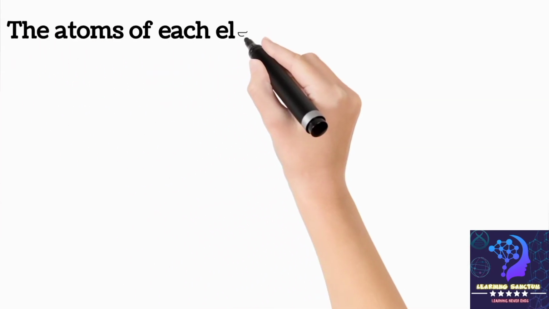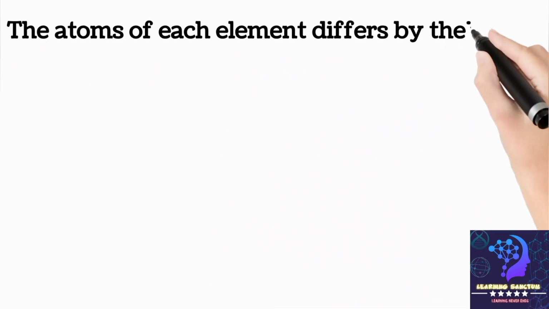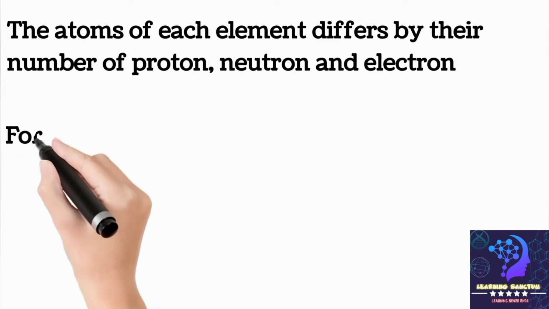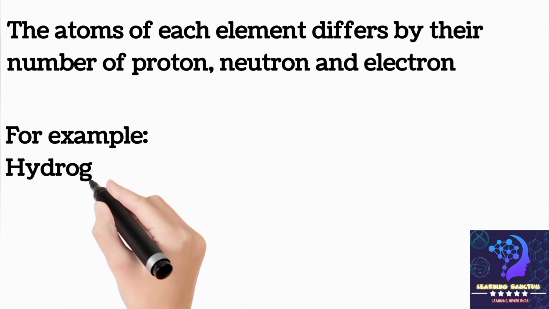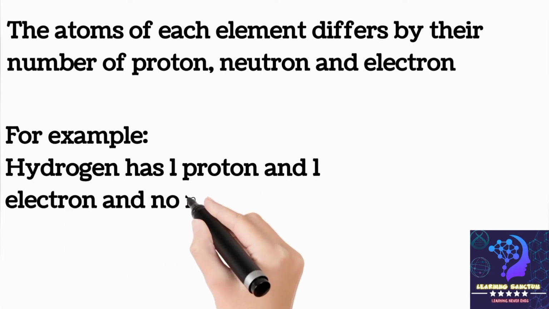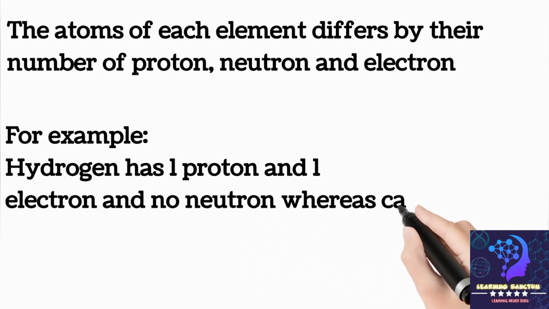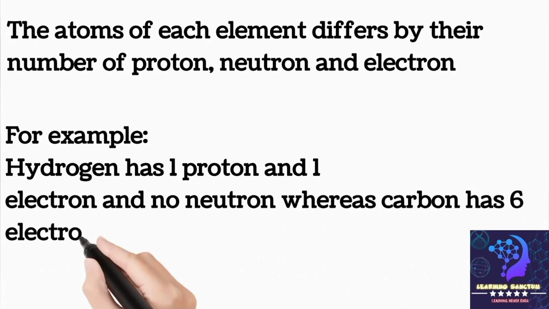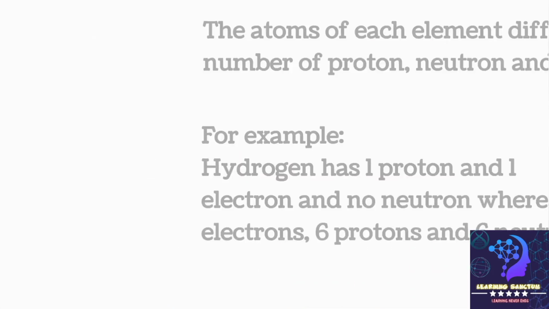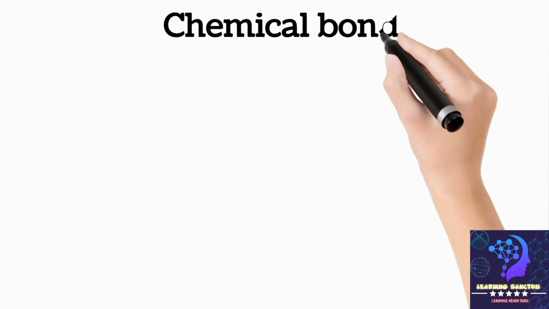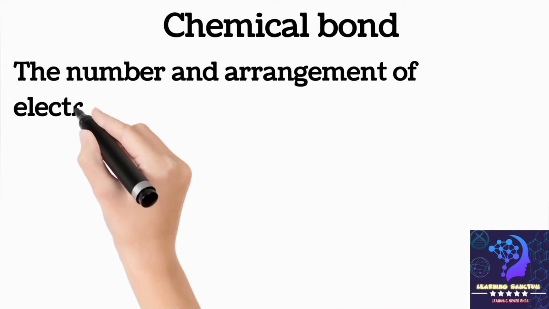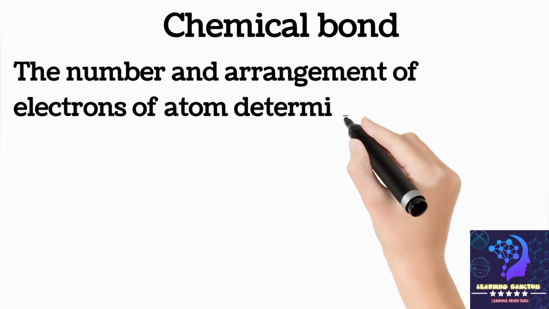The atoms of each element differ by their number of protons, neutrons and electrons. For example, hydrogen has one proton and one electron and no neutrons, whereas carbon has 6 electrons, 6 protons and 6 neutrons. Chemical bond. The number and arrangement of electrons of atoms determine the kind of chemical bonds.